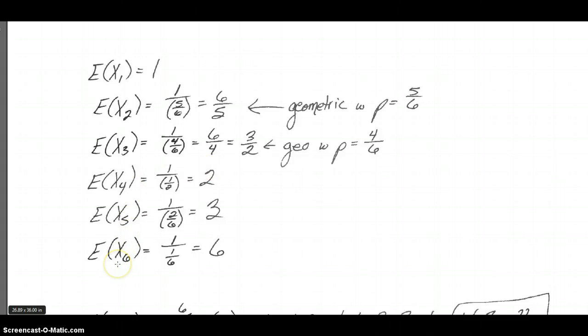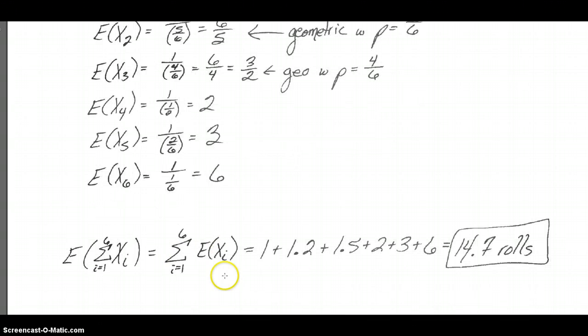When we get all the way down to here, this was the exit slip question with Olaf, basically. So we've already gotten the other 5. We just need to get the last one now. But now we only have a 1/6 chance of success, because all of these others would be duplicates. So geometric with p 1/6 is 1 over 1/6, or 6. Add them up, you get 14.7 rolls.